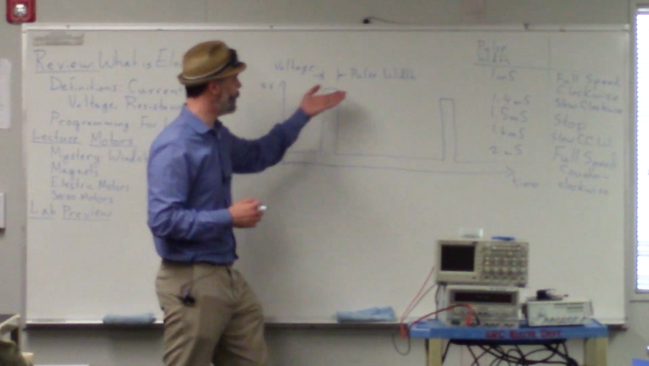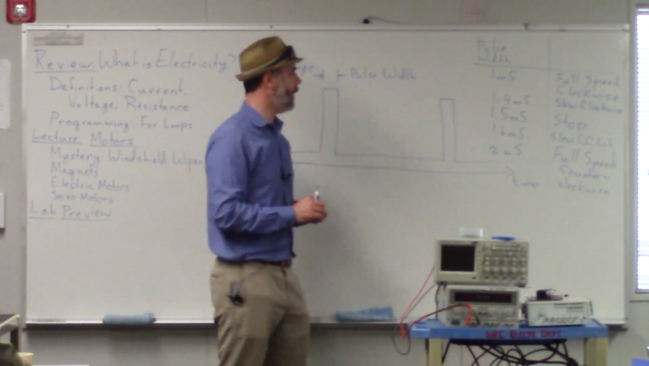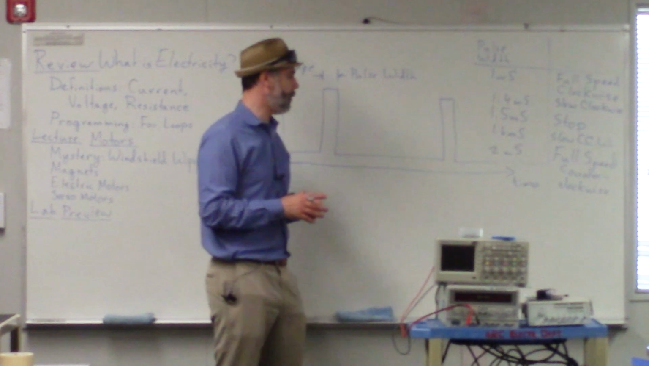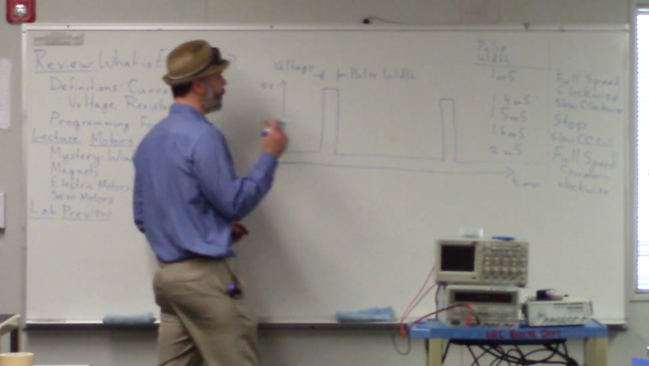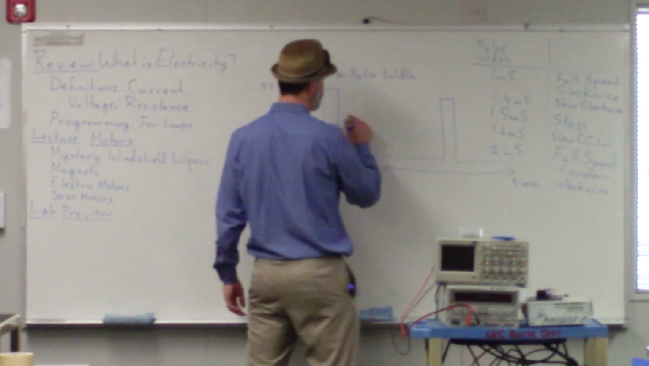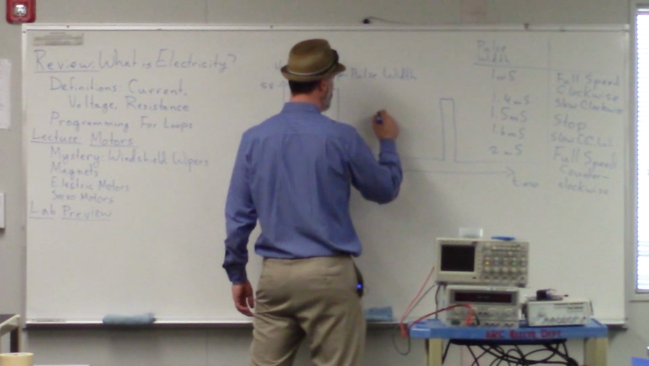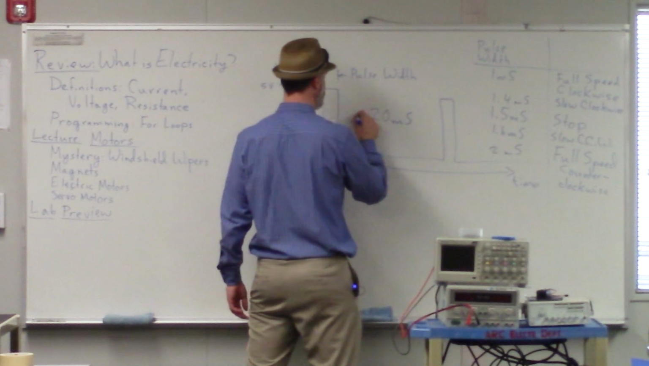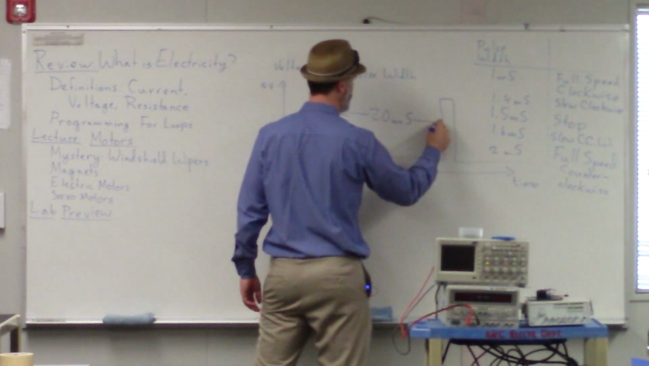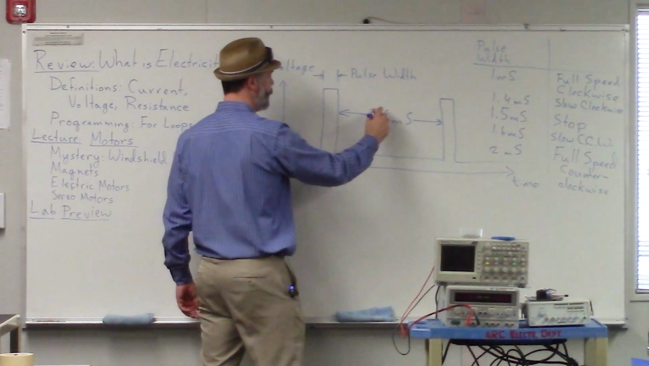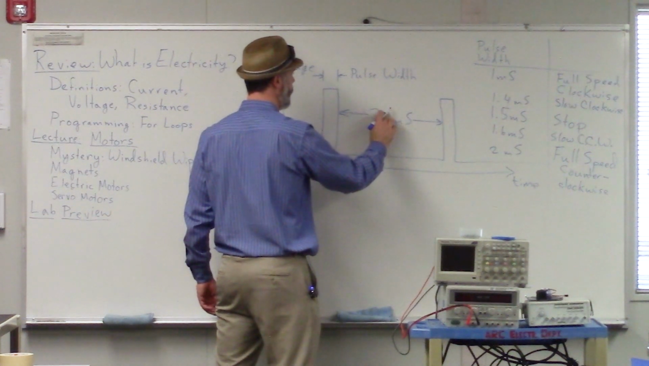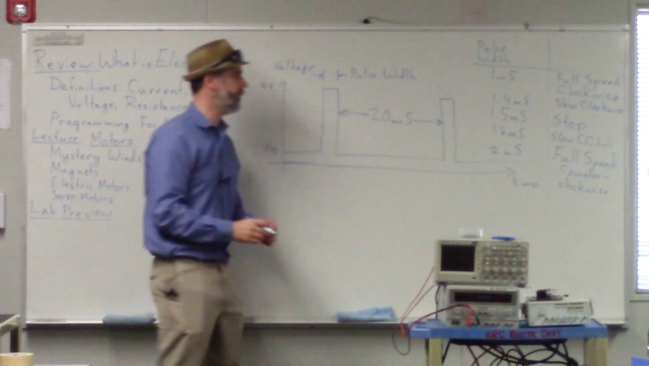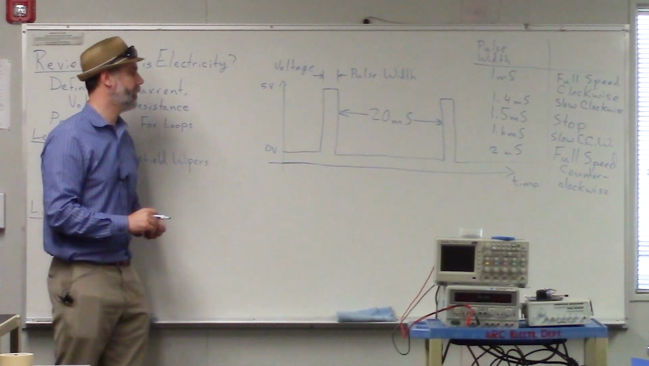So the pulse width is really what determines what message we're sending. But there's one more thing, and that is the time between these messages. And that's always 20 milliseconds. So that never changes. That's always 20 milliseconds, okay? So that doesn't have any information. It's just always the same, always 20 milliseconds.